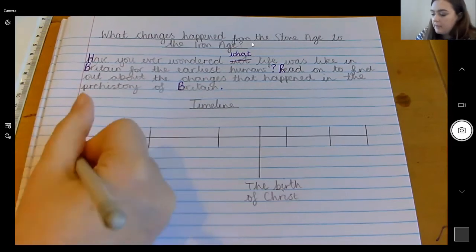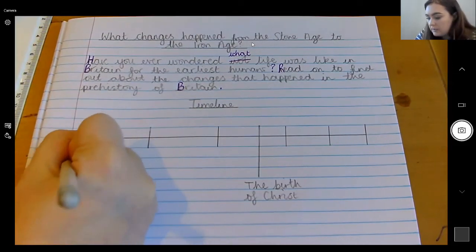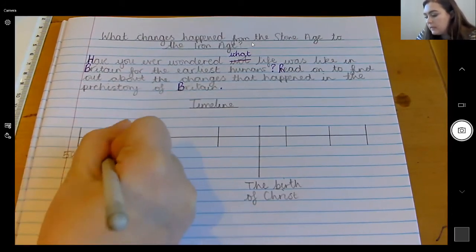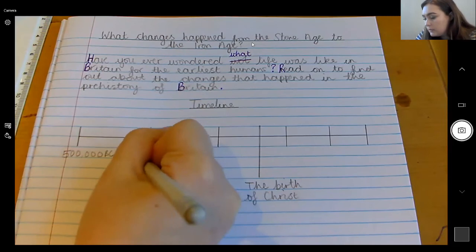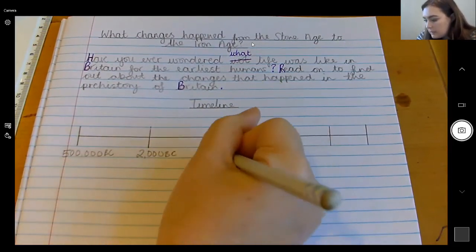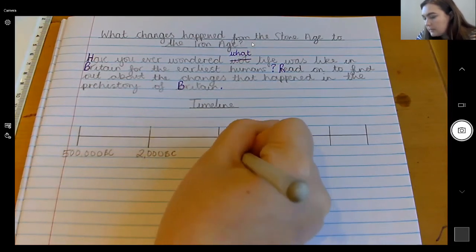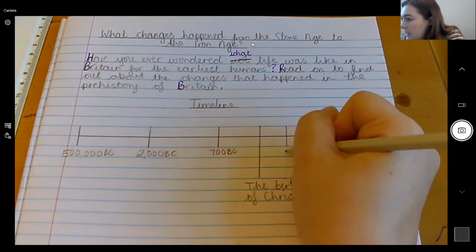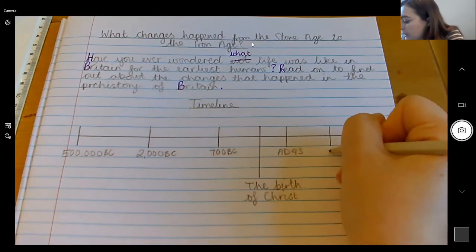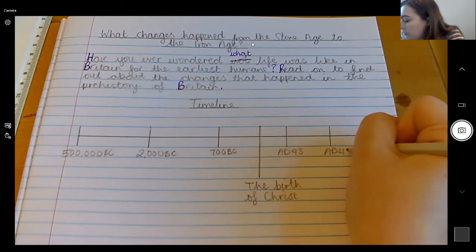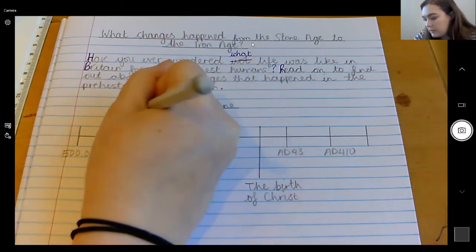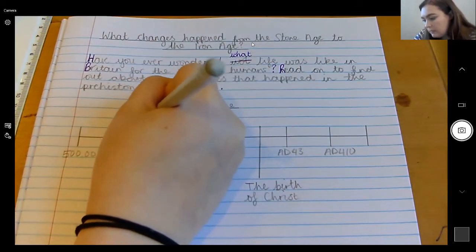And then the first one, I'm going to put the date, which is 500,000 BC. The next one is 2000 BC. And then the next one is 700 BC. Then we've got AD 43 and AD 410. And then remember this part here said prehistory above it, so I'm going to neatly write prehistory.